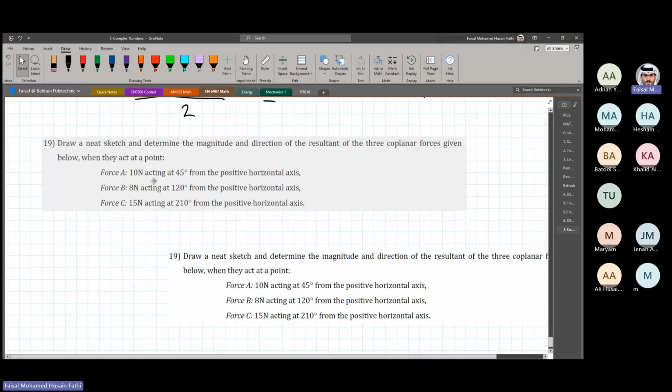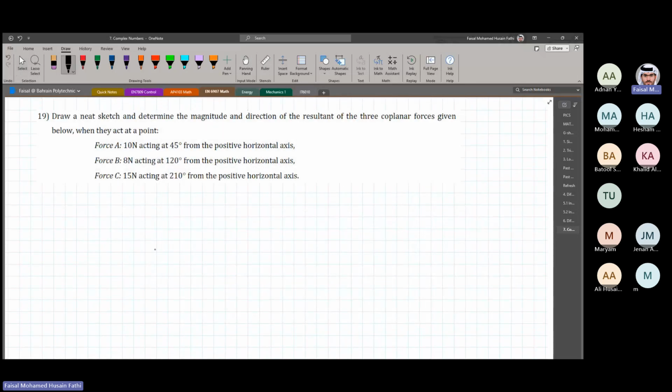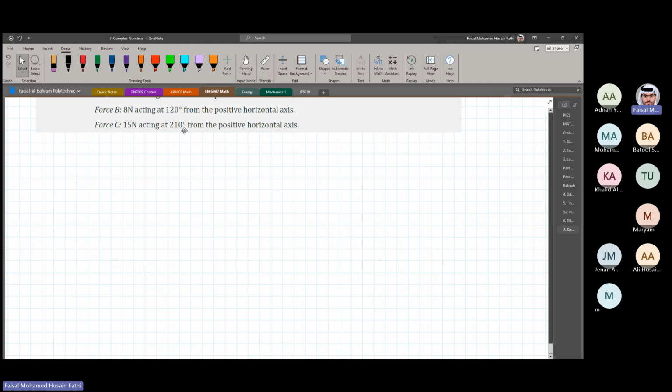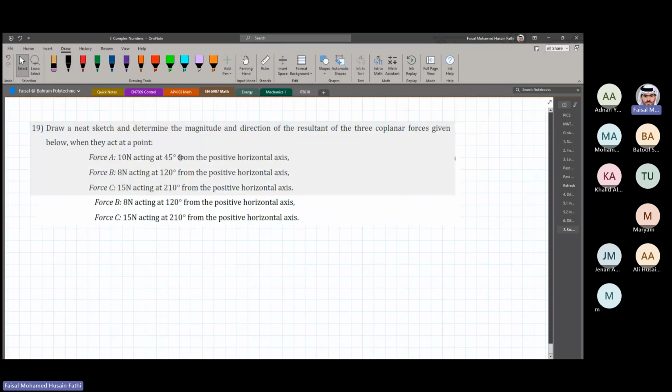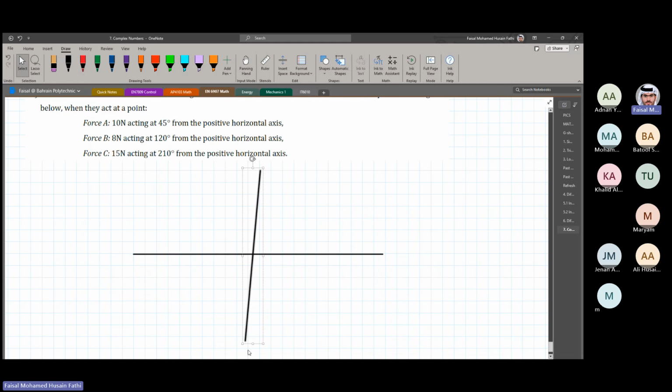And then draw a neat sketch and determine the magnitude and direction of the resultant of the three coplanar forces. Coplanar meaning they're all on the same plane, meaning there's no Z direction. There's only X and Y. And then this is, by the way, not imaginary and real. This is just basic graphing. So we have a graph.